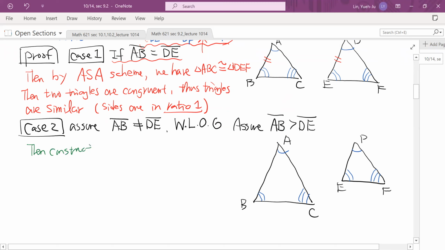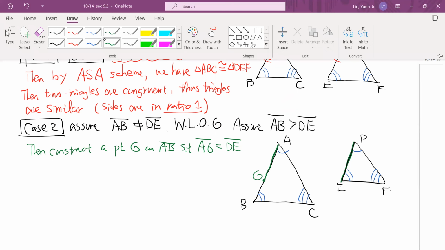So we construct a point G on AB such that AG is equal to DE. And if you really want to justify this, this is by one of the propositions, Proposition 1.3, right? So we can do that. So pick AG here, such that this AG is equal to DE. Okay, so now let's see.